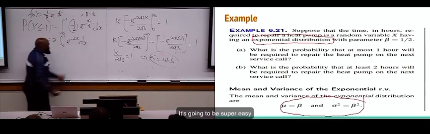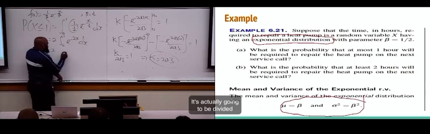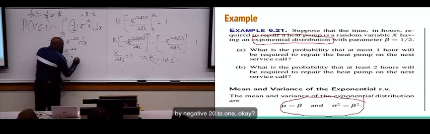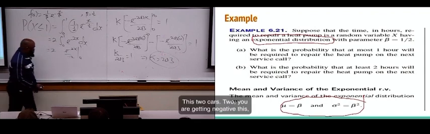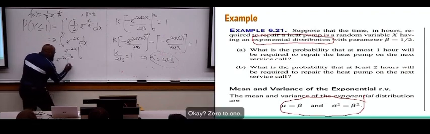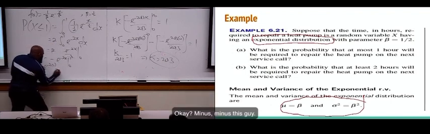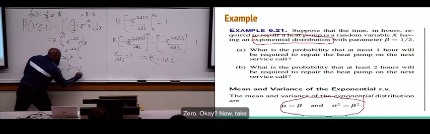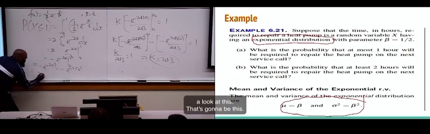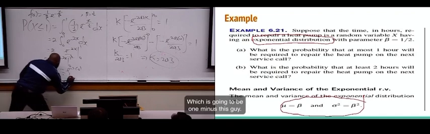This is going to be super easy. If I integrate this, it's going to be divided by negative 2, from 0 to 1. These 2s cancel, and you get a negative exponential, from 0 to 1. So I'm going to have the value at 1 minus the value at 0. That's going to be this plus 1, which is 1 minus this exponential.